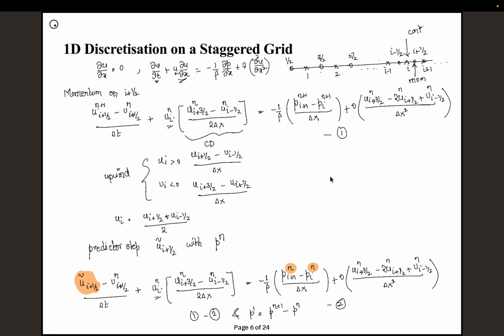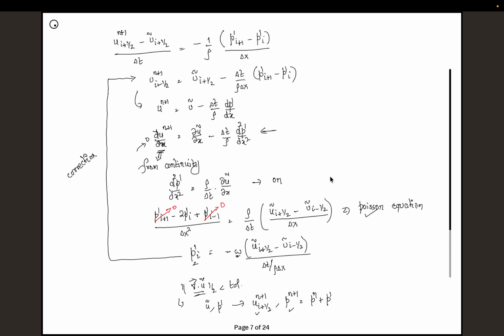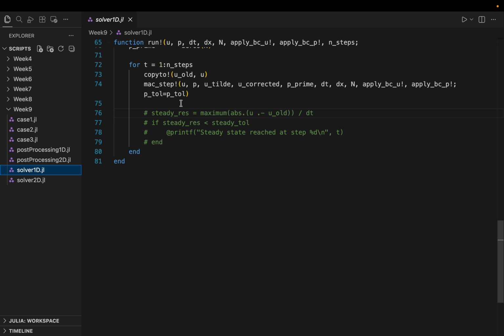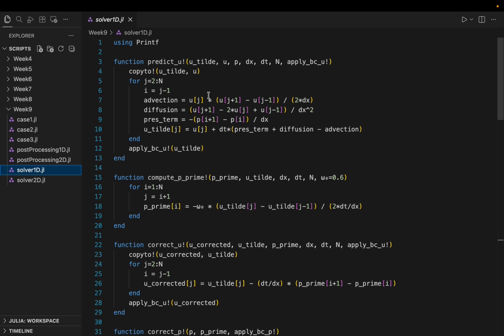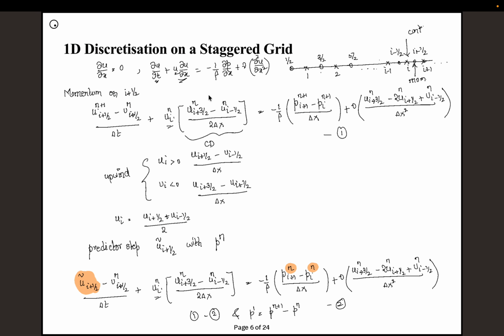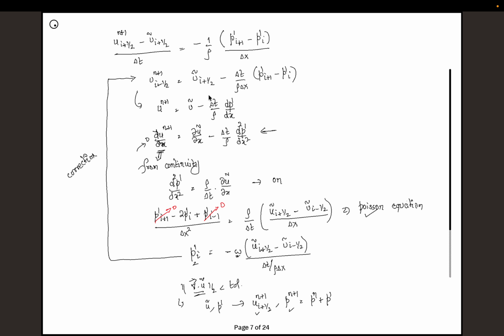So before going to problems, maybe we'll see how to implement this in code, then it will be a little clearer, and then we'll move on to 2D also. So the main steps, to summarize: the first step is the prediction step, where we need to predict the next velocity. The next step is the pressure correction. We compute the pressure correction, estimate p prime, and then we correct the values of u. We do this till convergence is reached. Once the convergence is reached, we can march the time step one by one.